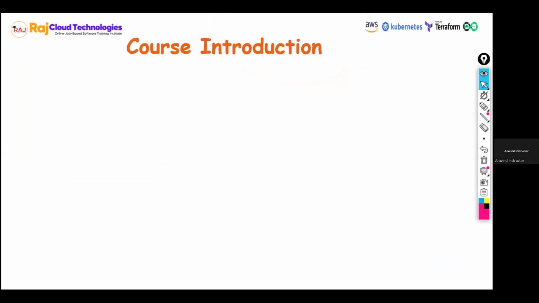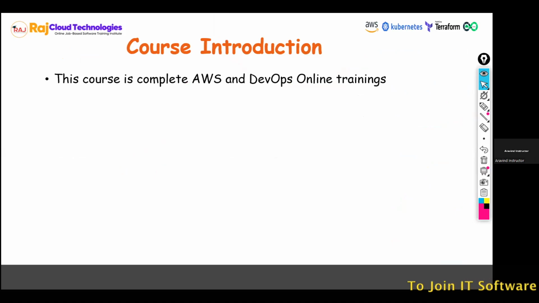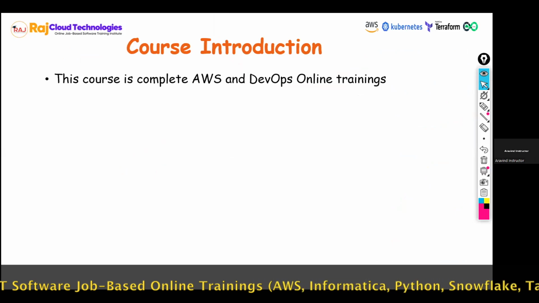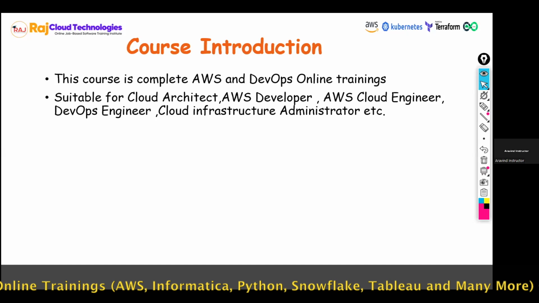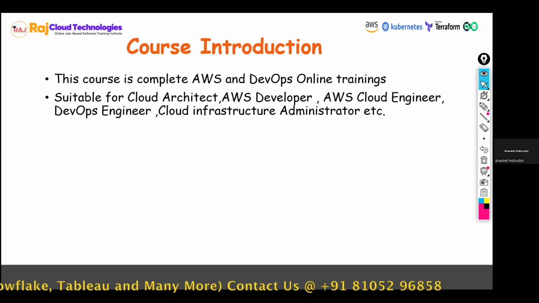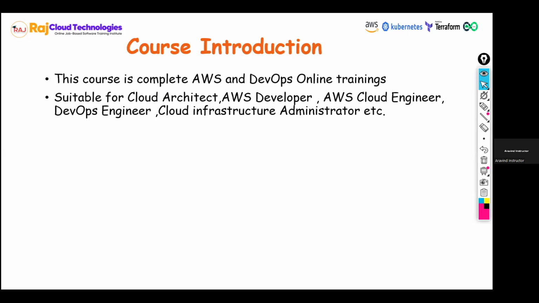Coming to the course introduction. This course is completely about AWS, Amazon Web Services, and DevOps. It's a purely online session. We don't offer any classroom trainings for this course. After learning this course, what kind of roles are you suitable for? Cloud architect, AWS developer. You can apply for AWS cloud engineer, DevOps engineer, cloud infrastructure administrator. You can apply for these kinds of roles.